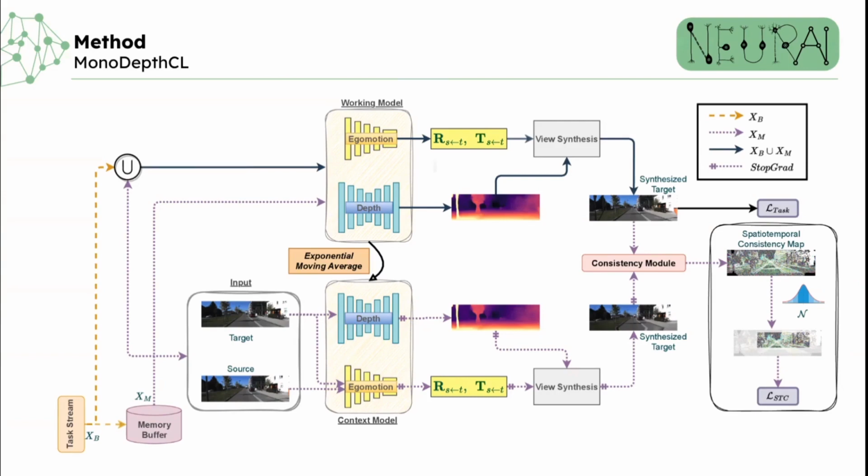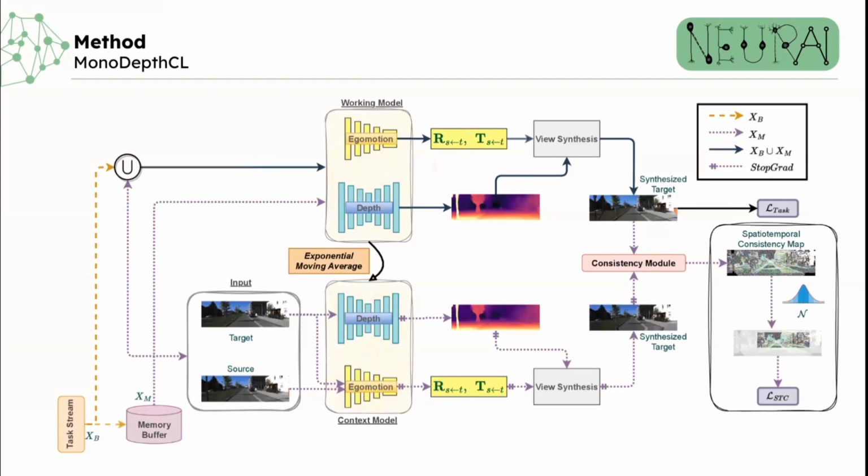Furthermore, we distill the knowledge of the consolidated representations of memory samples from the context model back to the working model to align its learned representations on new tasks with previous tasks. Since depth estimation involves training via view synthesis, we ensure consistency in the synthesized targets between the context and working models. This guarantees spatial consistency in the consolidated depth maps of the target images and temporal consistency in the poses between the target and nearby source images. We refer to this as spatiotemporal consistency.